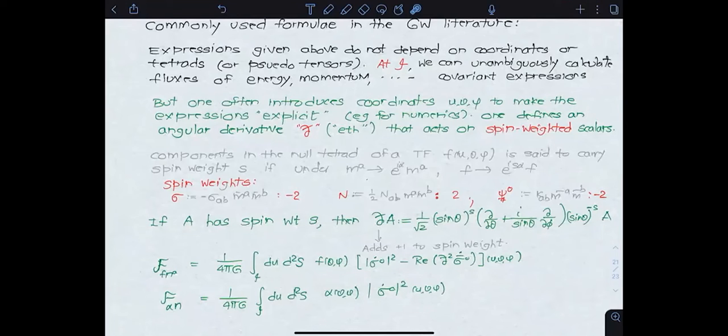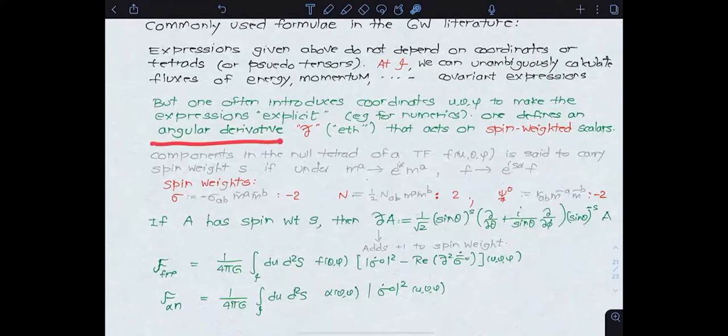So the expressions given above do not depend on any coordinates or tetrads or pseudo-tensors. At scri, one can unambiguously calculate the fluxes of energy, momentum, and so on, and these are all covariant expressions. But one often introduces coordinates u, theta, phi, as we have done sometimes, to make expressions explicit. For example, for numerical simulations.